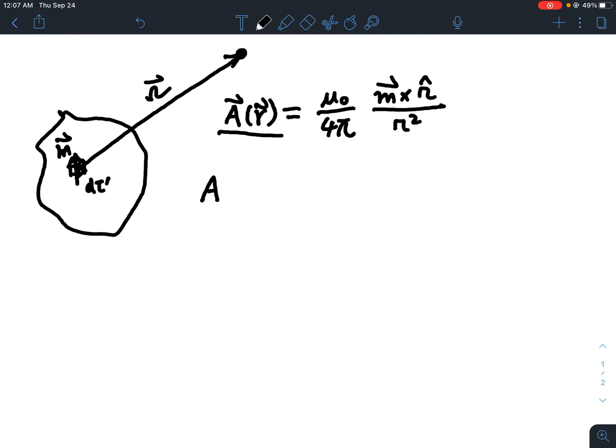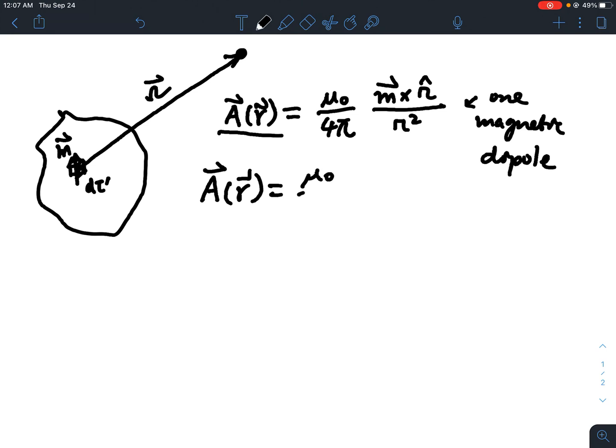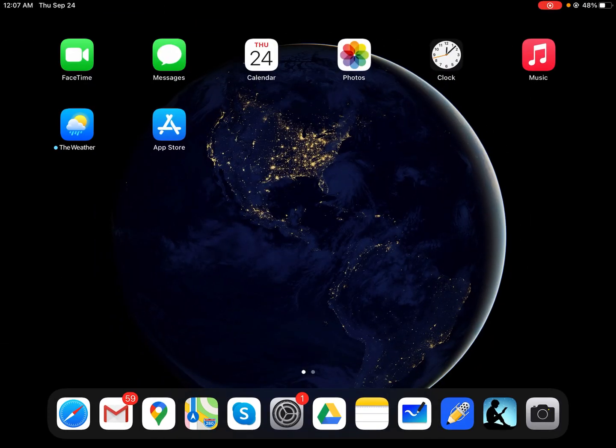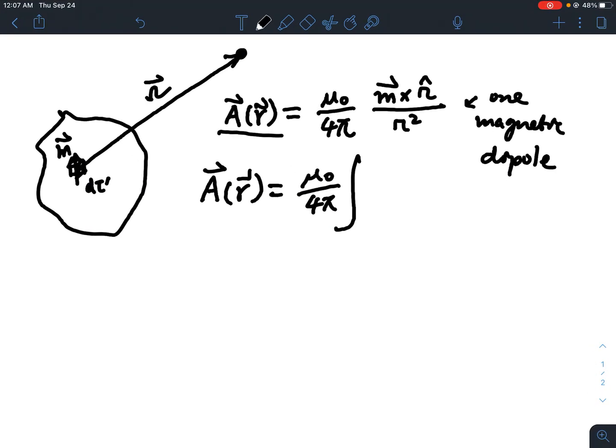So this is just for one magnetic dipole, how to figure out the vector potential. Now of course we have this whole object, so we just need to do the integration. So this is m.